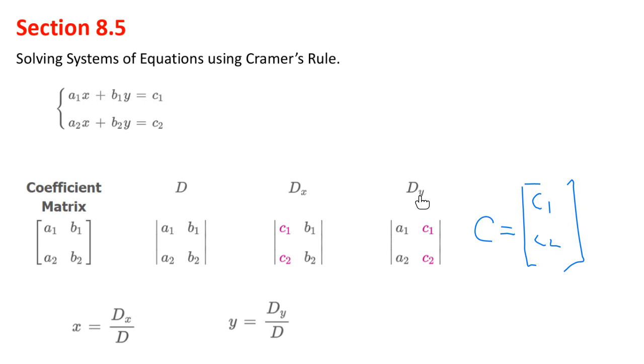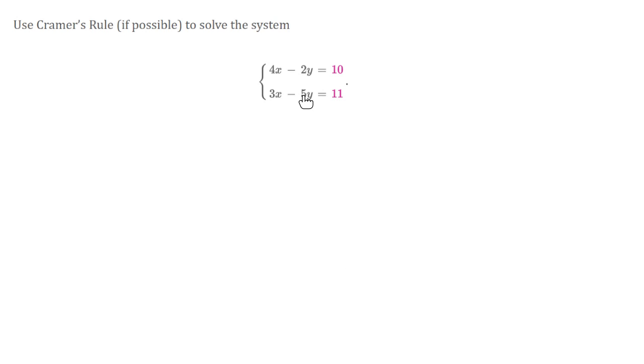And then for the y, we're going to get rid of the y coefficients and replace them with the constants. To get our answers, we take the determinant of dx divided by the determinant d, and dy divided by d. So how does that work?